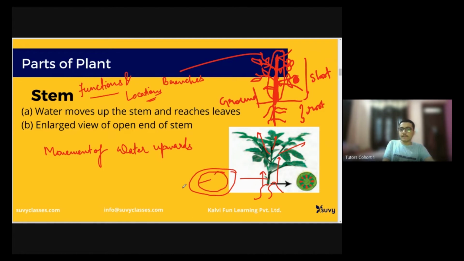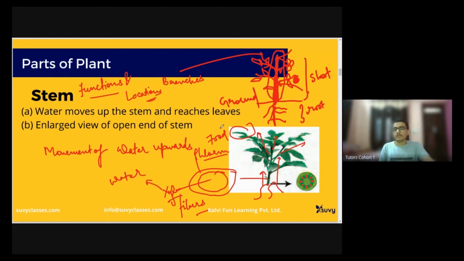In between we have xylem fibers, and here we have phloem. You will study this in detail later on. Xylem is responsible for water conduction, and phloem is responsible for conduction of food. Food is prepared by leaves. We shall study it in the forthcoming slides. I'll explain it in detail.